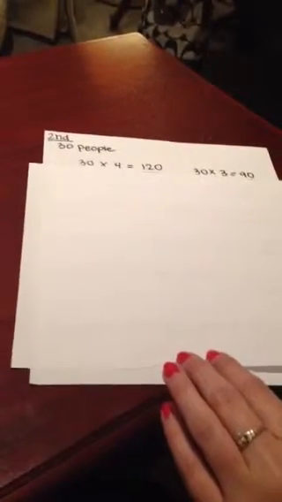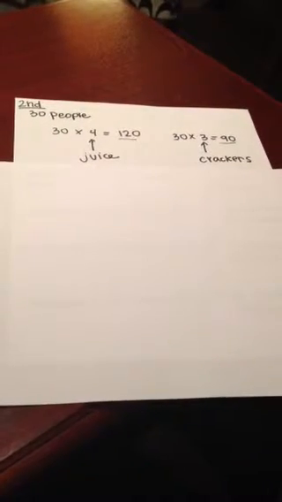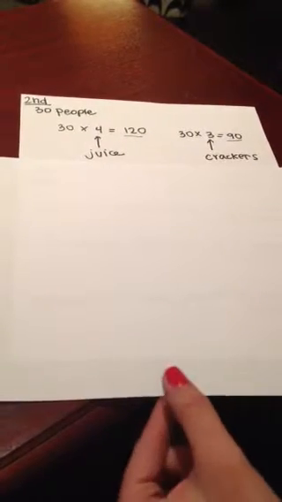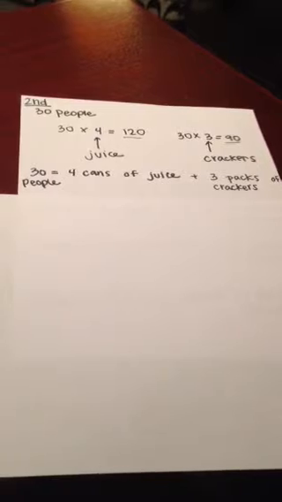The student wrote down 30 people. 30 times 4 equals 120, and 30 times 3 equals 90. This works for the student because that means that each student gets 4 cans of juice and 3 packs of crackers. The student knew that there were 120 cans of juice and 90 packs of crackers. These numbers stood out in the student's head. Then the student wrote down 30 equals 4 cans of juice and 3 packs of crackers.